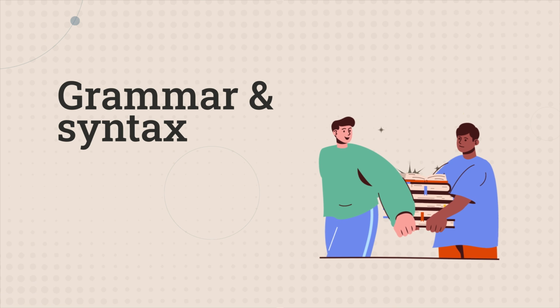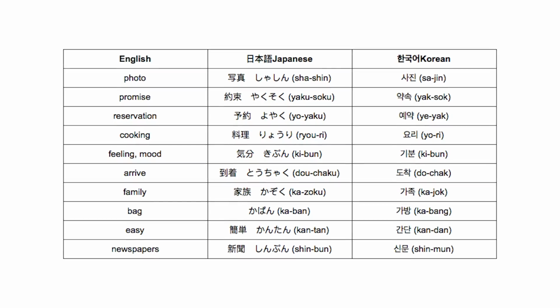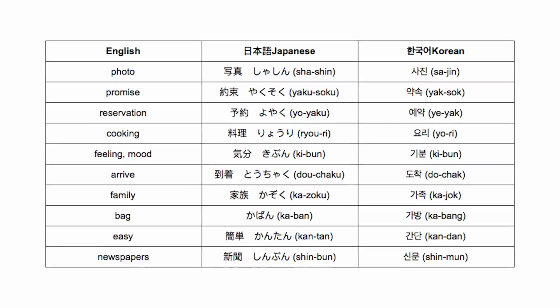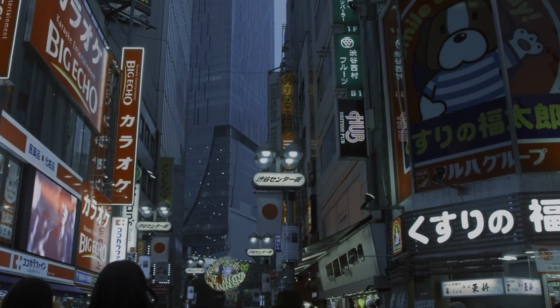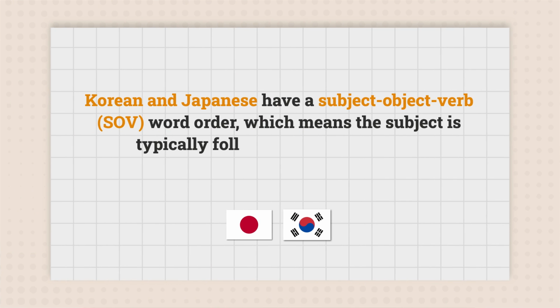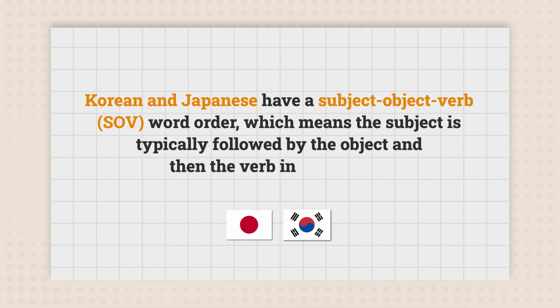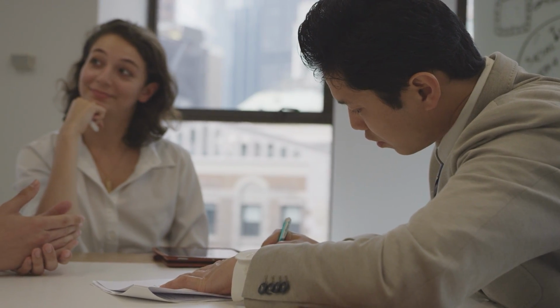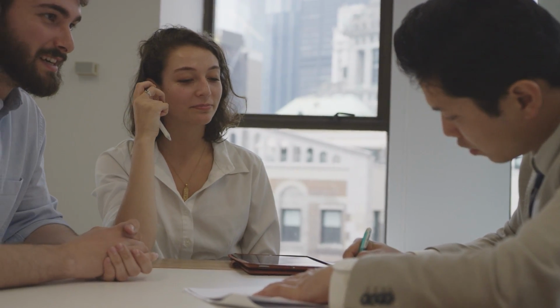Okay, what about grammar and syntax? Well, sentence structure in both languages is very similar. In fact, it's in this regard that these 2 languages are most similar. Both Korean and Japanese have a subject, object, verb order, which means the subject is typically followed by the object and then the verb in a sentence. As a result, Korean and Japanese are often translatable from one language to another word for word.